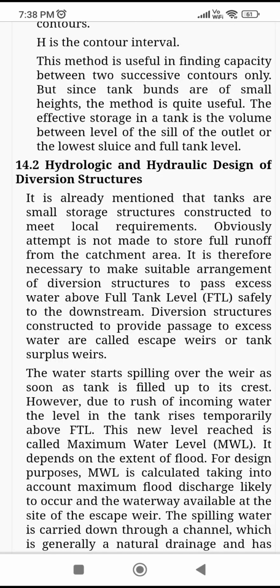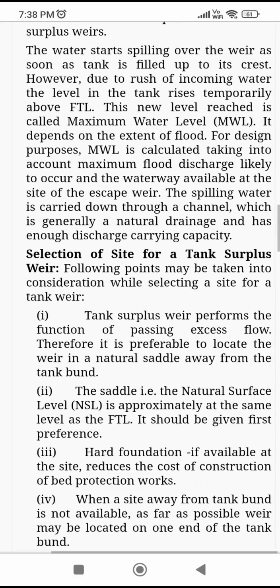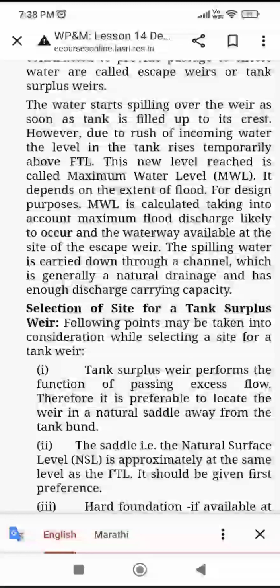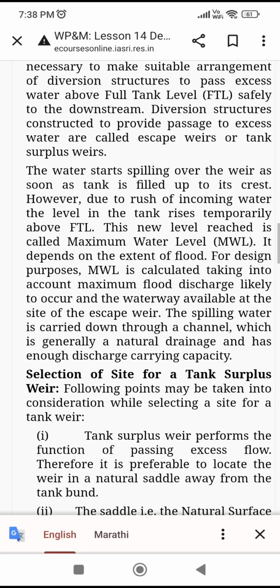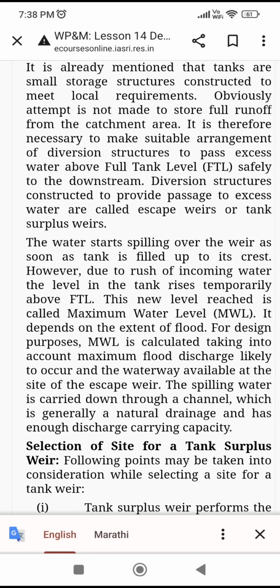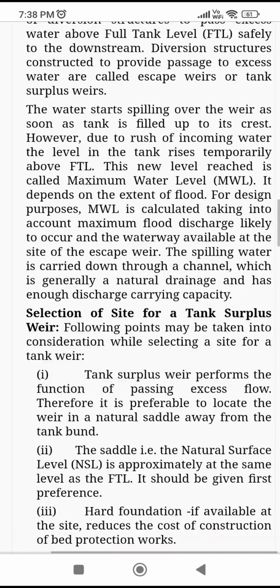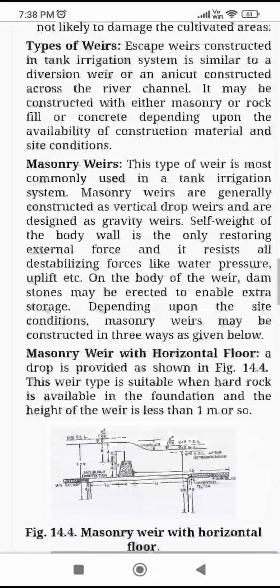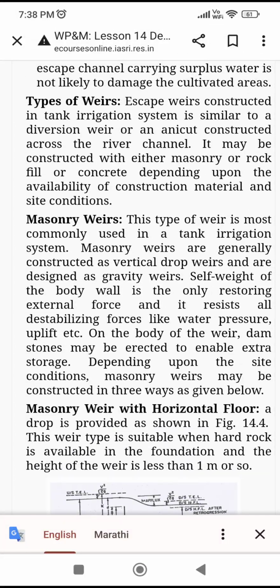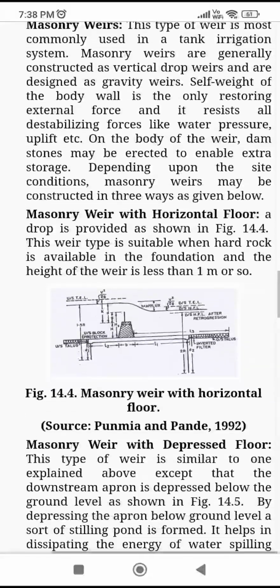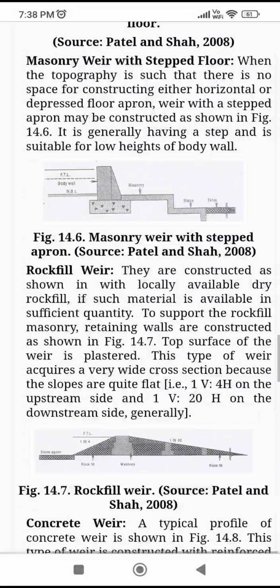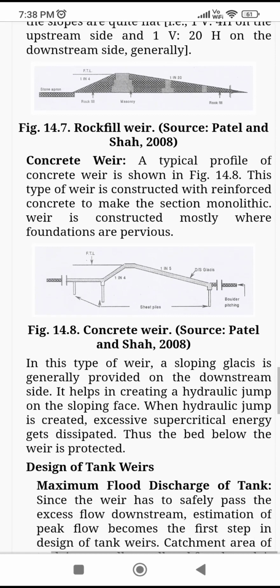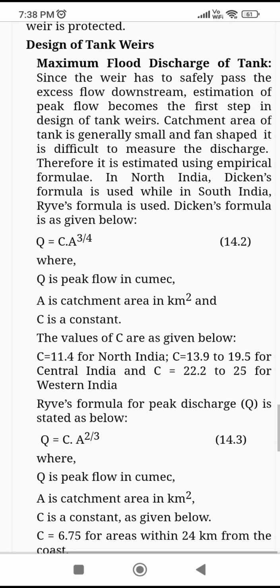Now hydrologic and hydraulic design of diversion structure. Now types of weirs: masonry weir, then masonry weir with horizontal floor. These are different types of weir. Concrete weir. So these are some different formulas.